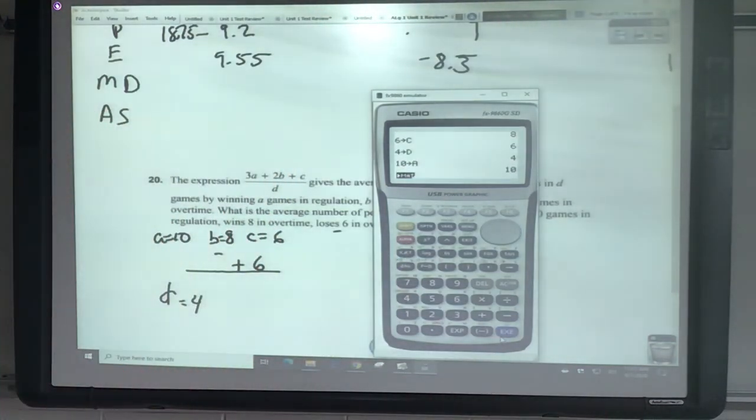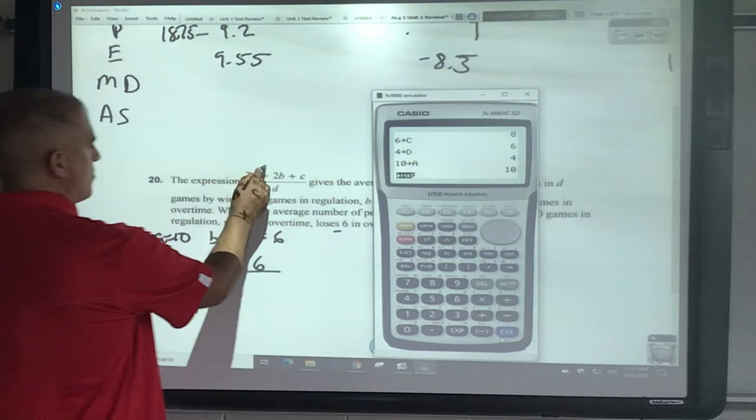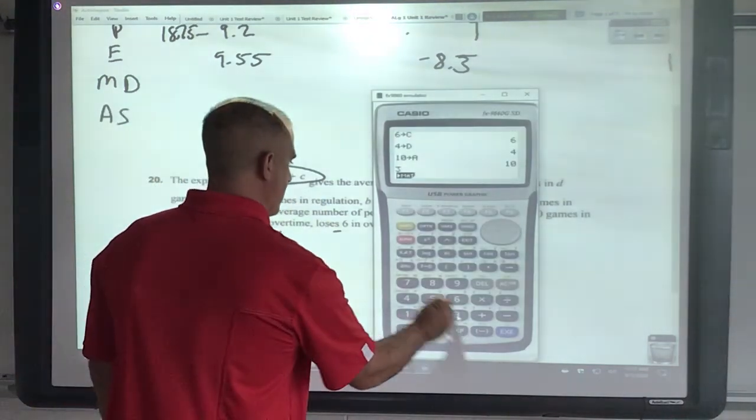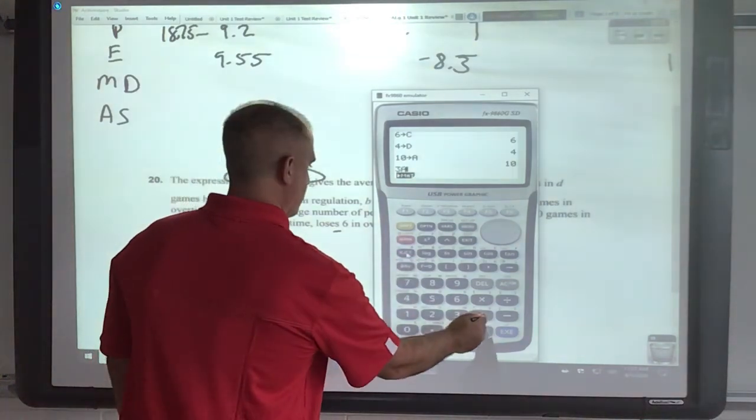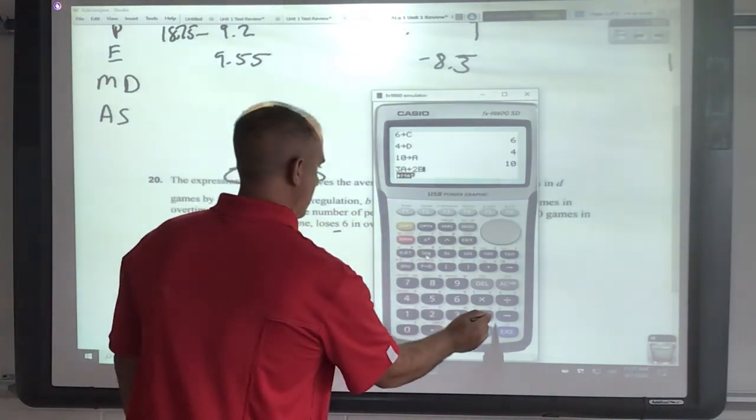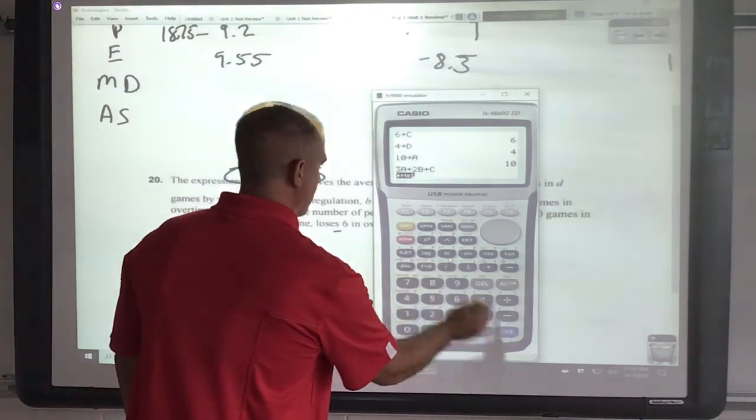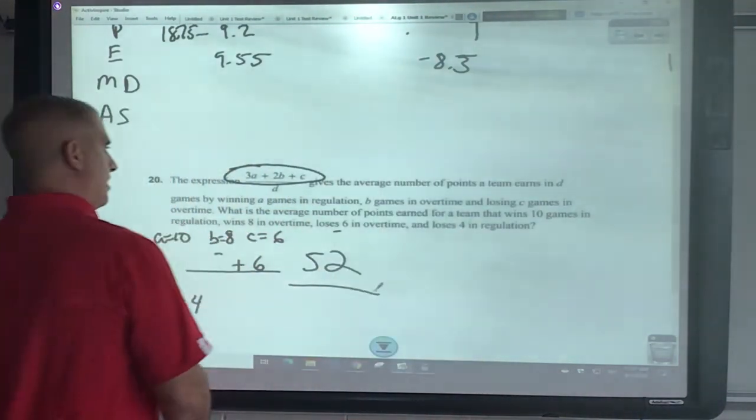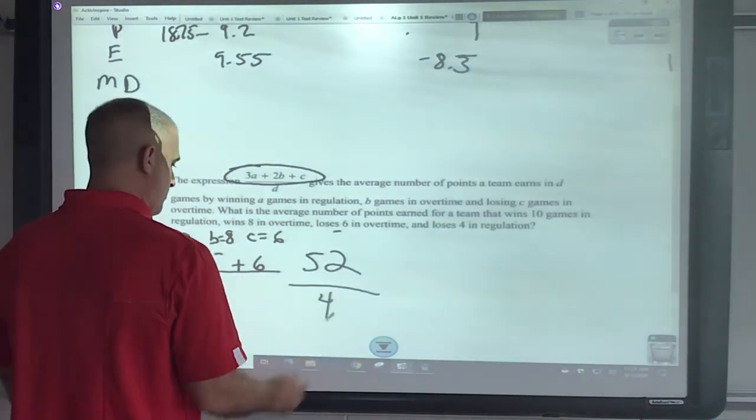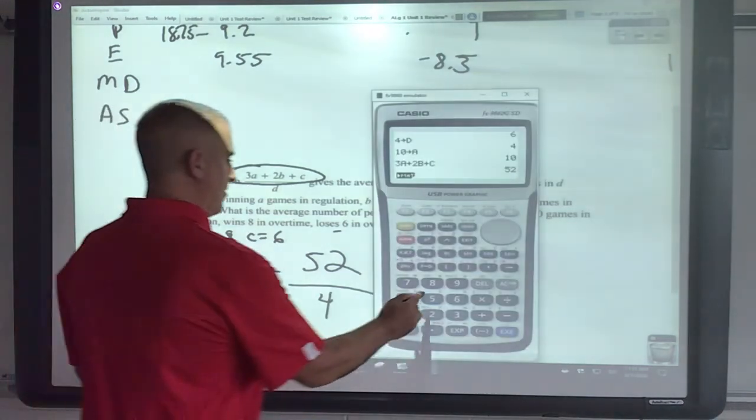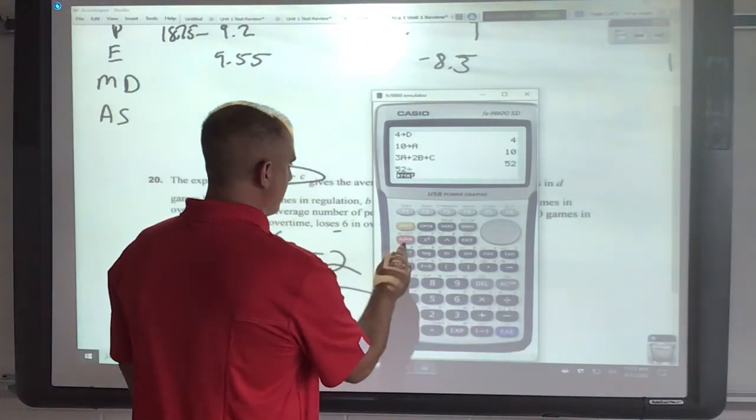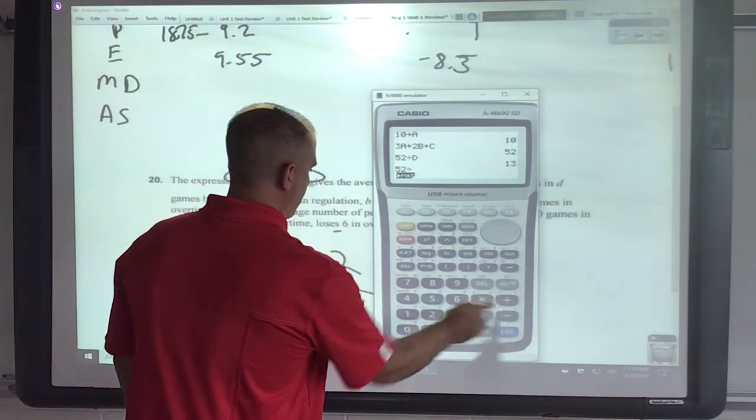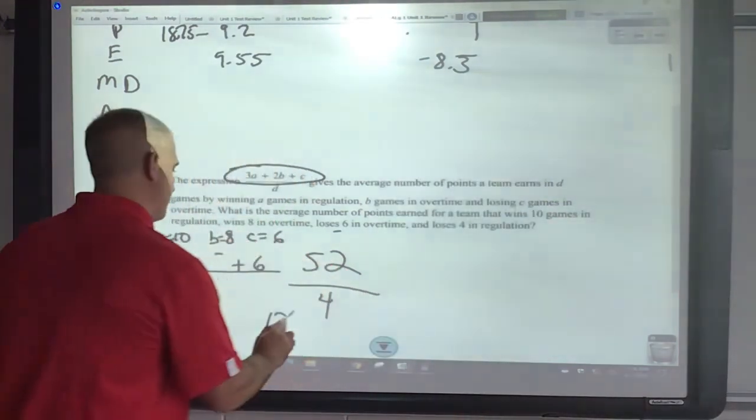From an order of operations, I want to start with that part first. So I'm going to do 3 alpha A plus 2 alpha B plus alpha C. The top number would be 52. The bottom number, which would be 4, would be there. So I want to do 52 divided by alpha D and come up with your answer, or you could do 52 divided by 4. Either one would be acceptable. Answer's 13.